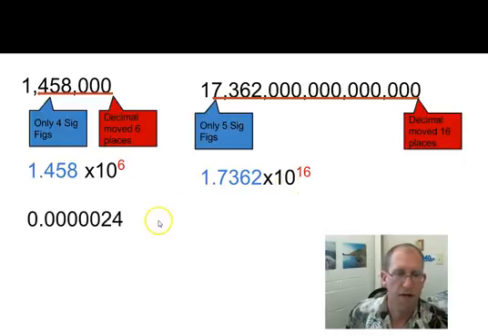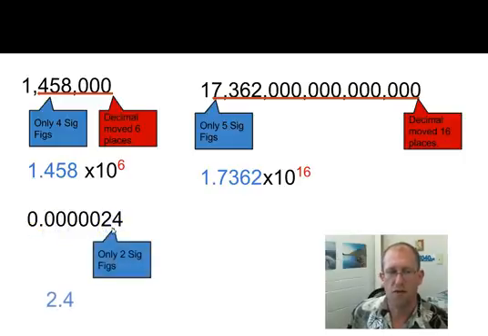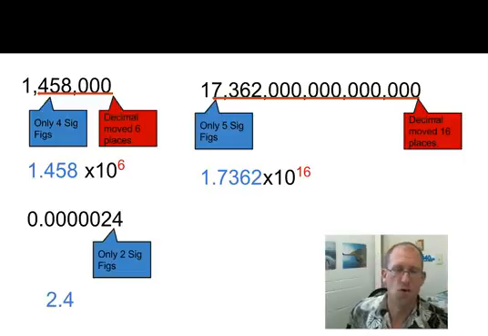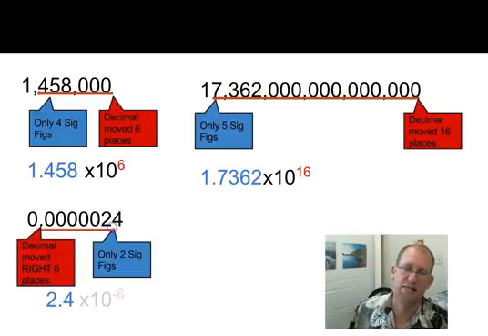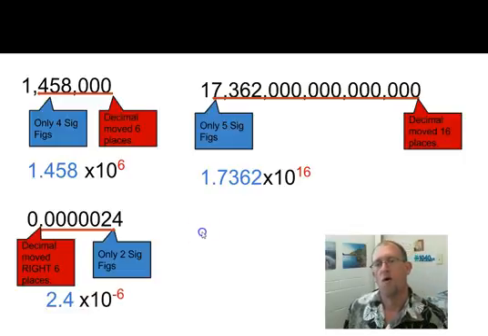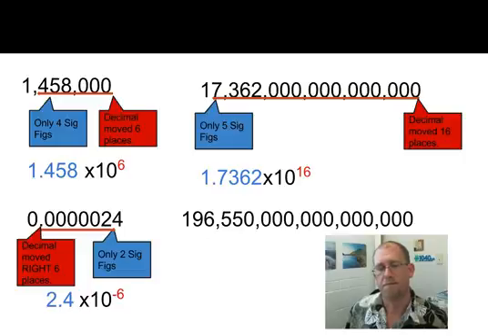Look at another one. Here's this number, 0.000024. I moved the decimal point 6 times to make 2.4, but I moved it to the right, not to the left. So I've got to represent it as times 10 to the negative 6. Okay? Now, look at this number.